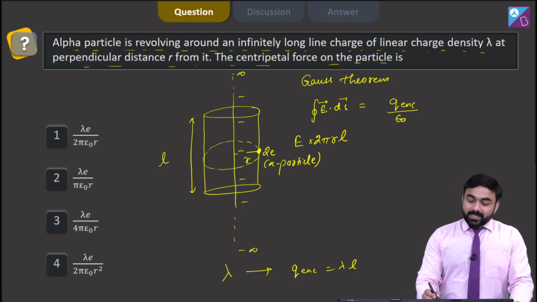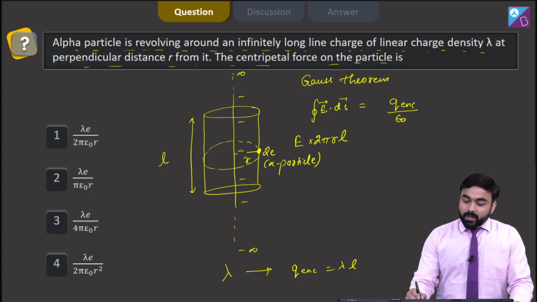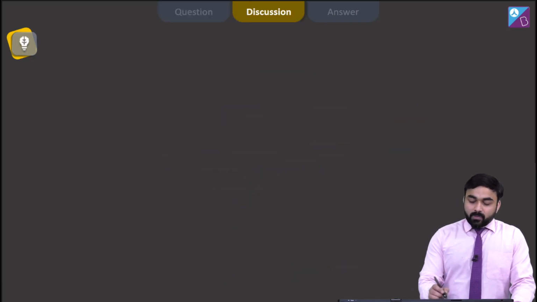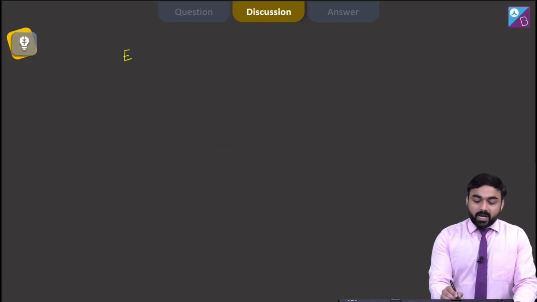So we know that the centripetal force will be provided by the electrostatic force between the line charge and the alpha particle. Correct? So from here, if I calculate E, it would come out to be E into 2 pi RL, Q enclosed is lambda L over epsilon naught. So L will cancel out and we will have the electric field equal to lambda over 2 pi R epsilon naught.